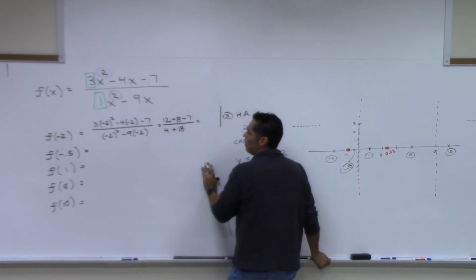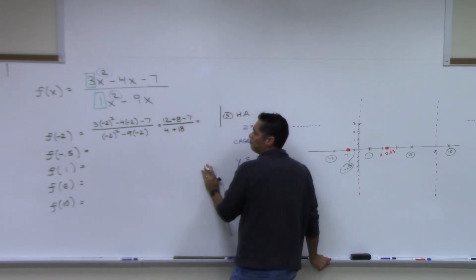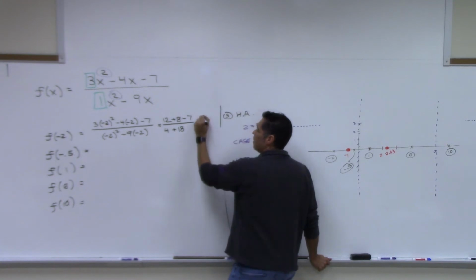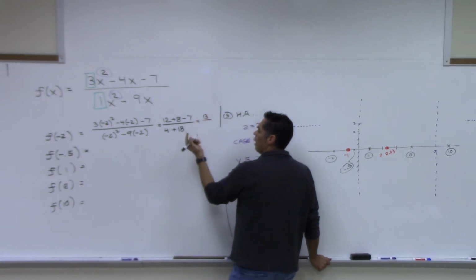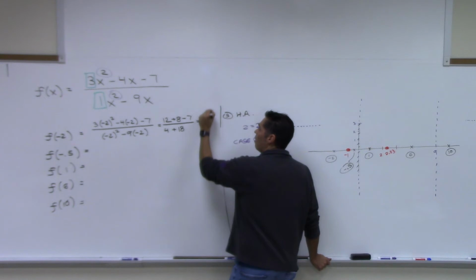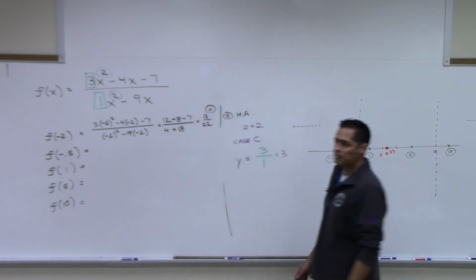I believe I get a positive number on top, right? That's 20 minus 7, 13. And on the bottom, that's a positive number, 22. Again, all I care about is that it's positive.